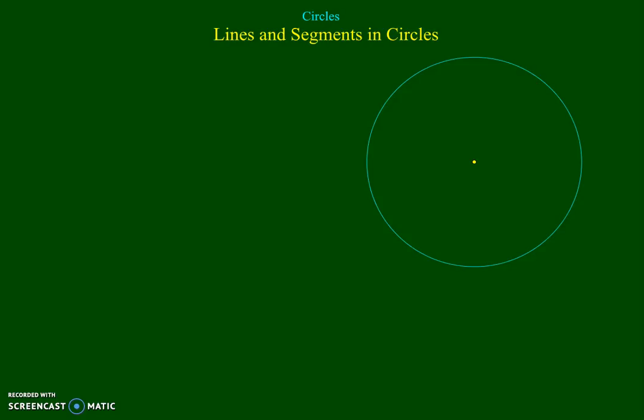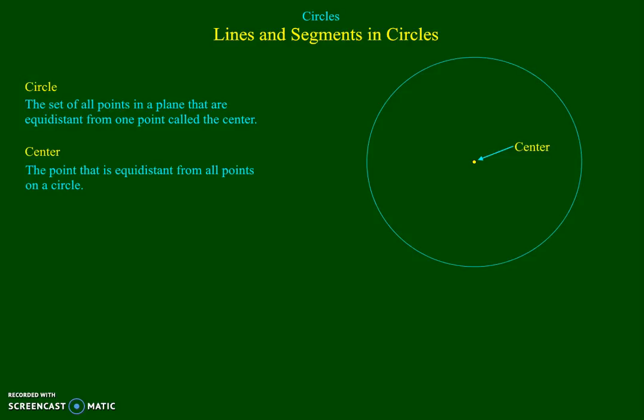First, the definition of a circle. A circle is a set of all points in a plane that are equidistant from one point called a center. So this is the set of all points that have the same distance from that point, the center, as every other point on the circle. Second definition is the center. The center is a point that is equidistant from all points on the circle.